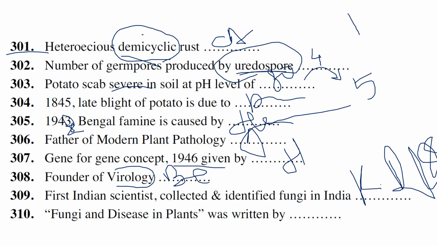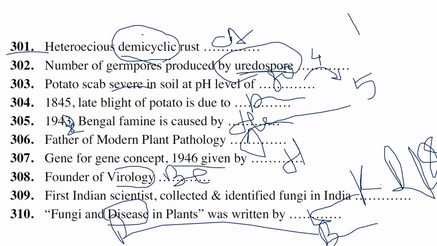Fungi and diseases in plants was written by E.J. Butler. Fungi and plant diseases was written by B.B. Mundkur. I repeat, Fungi and diseases in plants was written by E.J. Butler. Fungi and plant diseases was written by B.B. Mundkur. E.J. Butler wrote in the year 1918, whereas B.B. Mundkur in 1948.